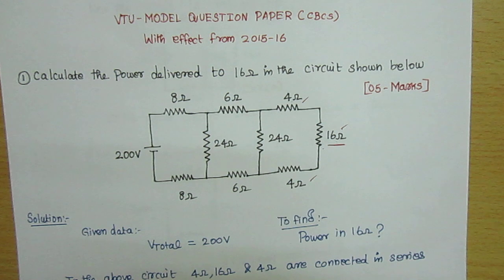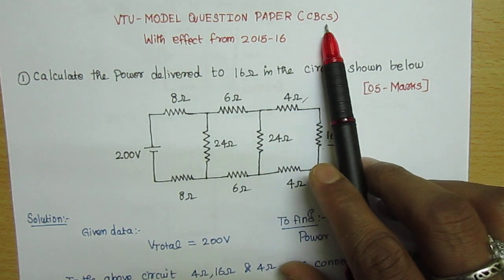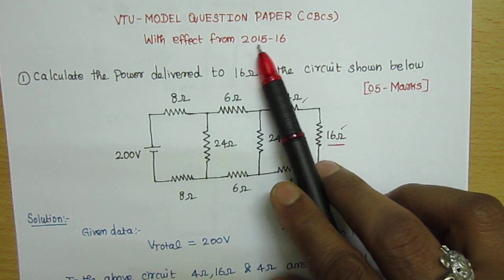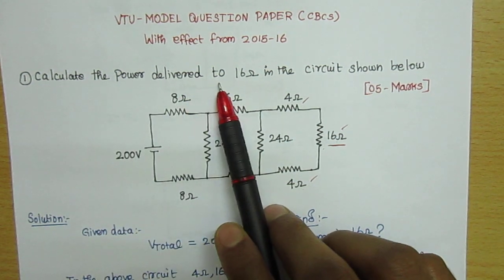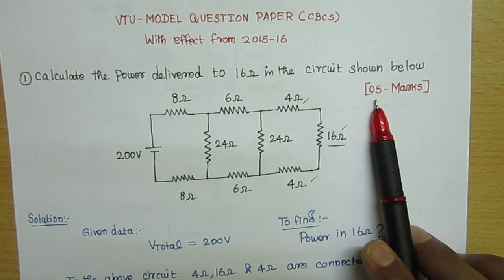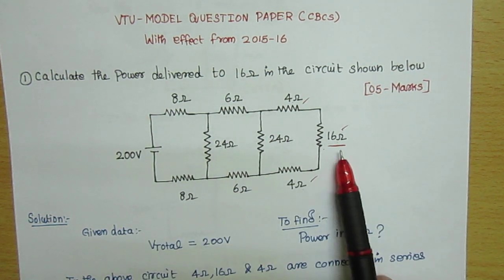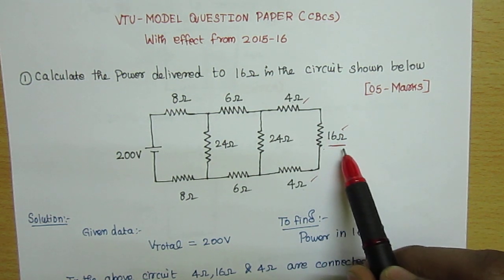Today we are going to discuss the current and voltage divider rule, part 6. This is a VTU model question paper, CBCS scheme. They asked it in 2015-16. The question is: calculate the power delivered to the 16 ohm resistor in the circuit shown below, for 5 marks. This is the circuit. Our aim is to find the power delivered in the 16 ohm resistor.